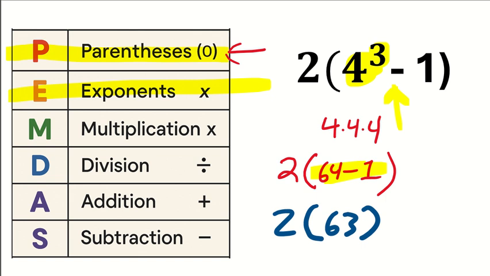Does anybody know? 2 times 63 is 126. 126 is the outcome of, wait, what did I do wrong? Hold up. Oh no, I did it right. Okay, we're good. 126 is the outcome of that particular expression.